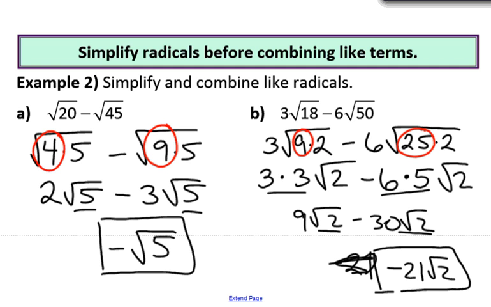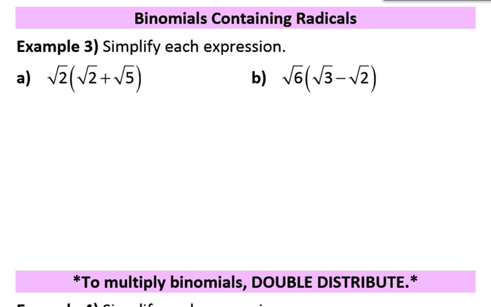Now, this was adding and subtracting radicals, so you can only add and subtract radicals that have the same radicand, right? The same radical. So now we're going to look at, instead of adding and subtracting, multiplying. So we're going to look at binomials. And remember, a binomial is two terms inside parentheses, okay? So we're going to look at binomials that contain radicals.